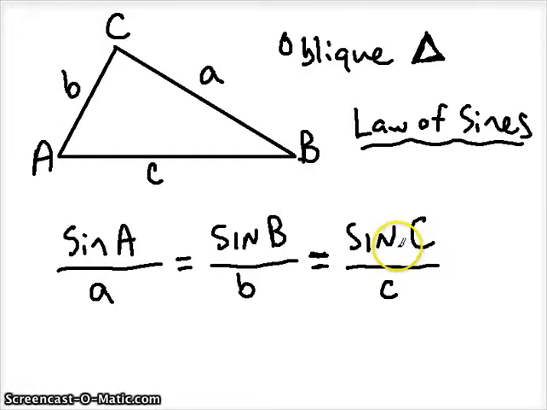So if you can set up a proportion, you can solve it by cross multiplying and solve for at least one missing variable, either a missing angle or a missing side. But in order to do that, you're going to need at least 3 out of these 4 values in your proportion. Alright, let's do some examples here.